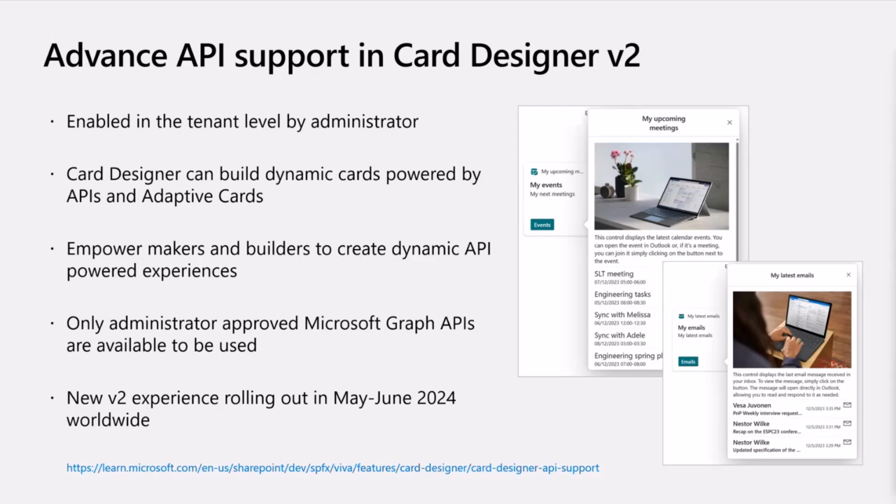So hitting an API endpoint and surfacing relevant information depending on the use case, whatever you have. Now, only administrator-approved Microsoft Graph APIs are available to be used, so there is an admin-level approval on the API level as well, so you can control which of those APIs are available. And like I said, the V2 experience is rolling out in May, June 2024 worldwide.